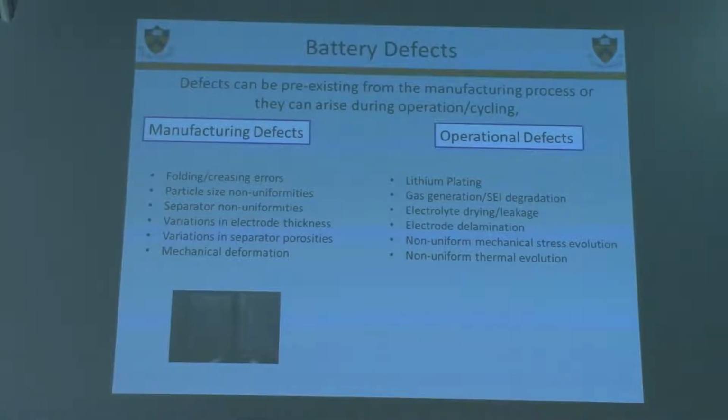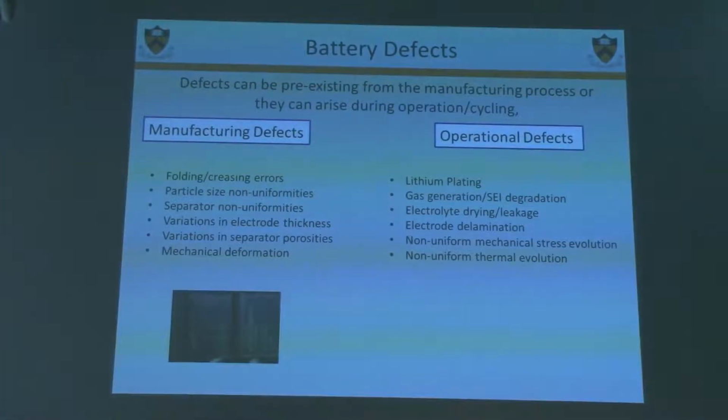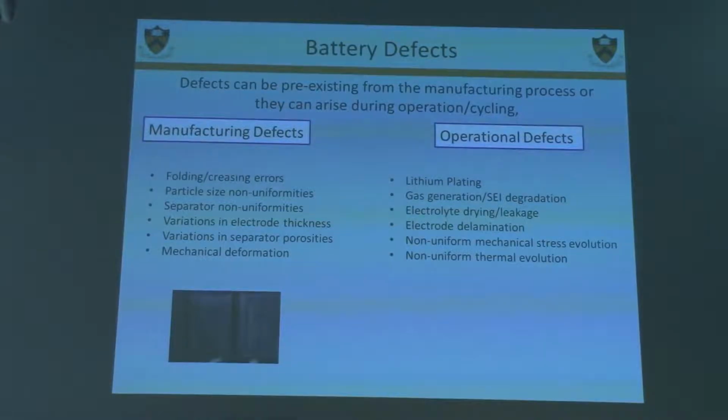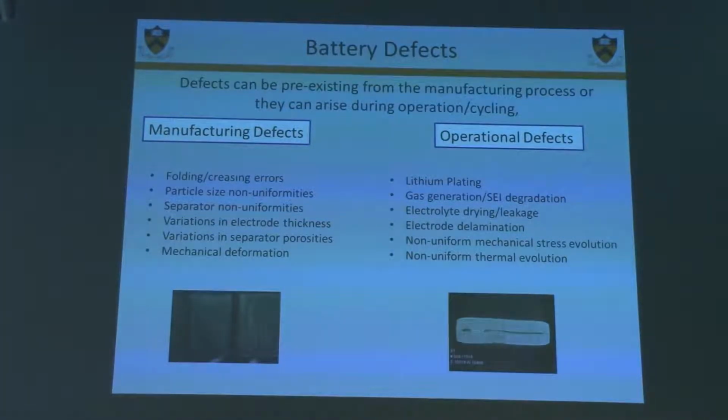But then also, things can happen when you're operating a cell. And I'm not talking about catastrophic things. I'm talking about just natural occurrence during normal cycling. For instance, lithium plating, the generation of gas, or the breakdown of an SEI, losing electrolyte or breaking apart electrodes, various kinds of non-uniformities in mechanics and in temperature.